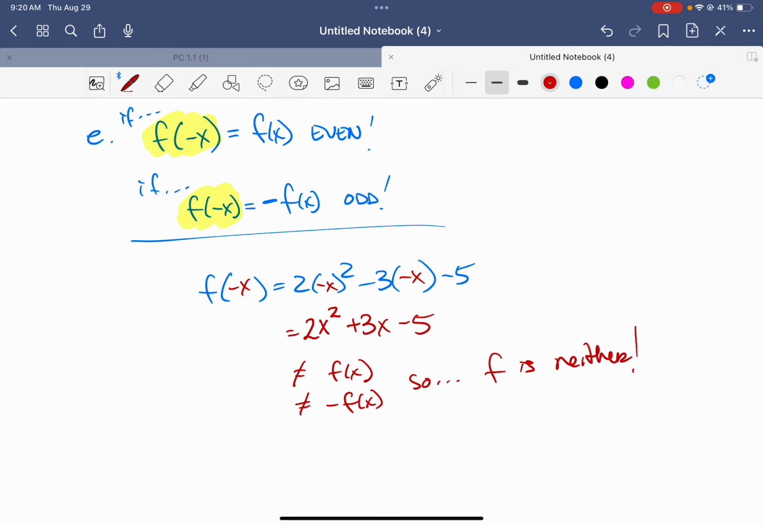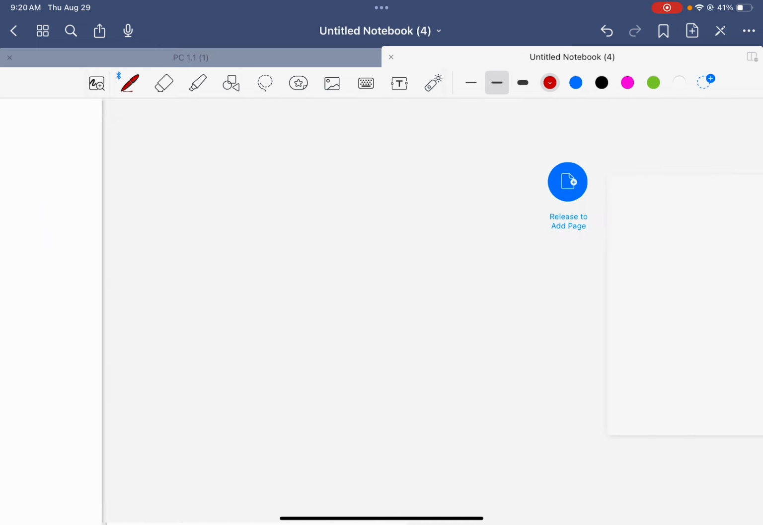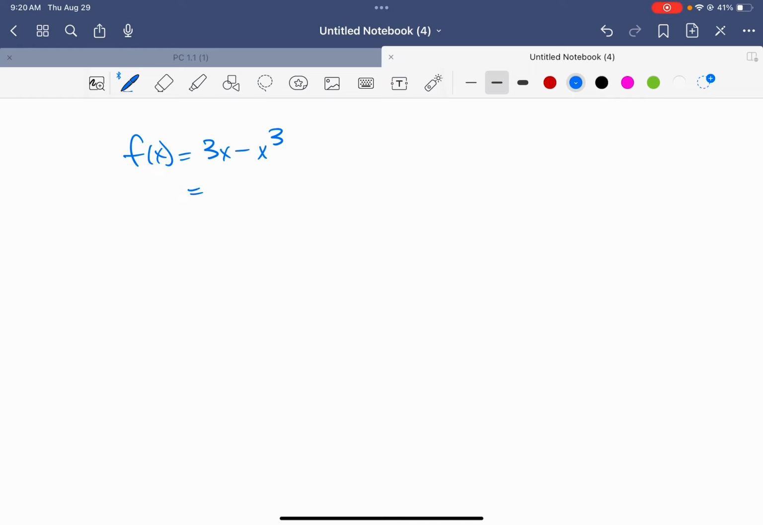Now we're on to 87. It's that whole thing again. Let's do it again. So 87. F of x is equal to 3x minus x cubed. Again, part A is the degree. Well, what I'm going to do is write it in descending order before I do anything else. Now it's in a nice form where I can read what's going on. So the degree for part A is 3. It is a cubic polynomial.